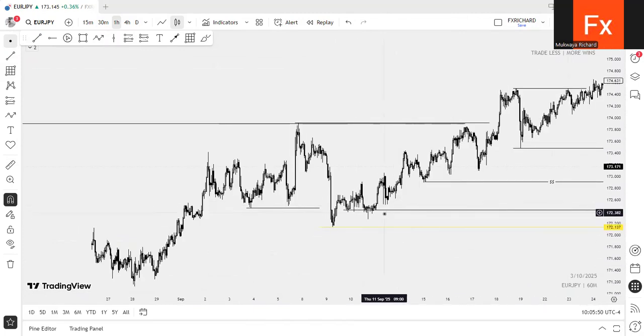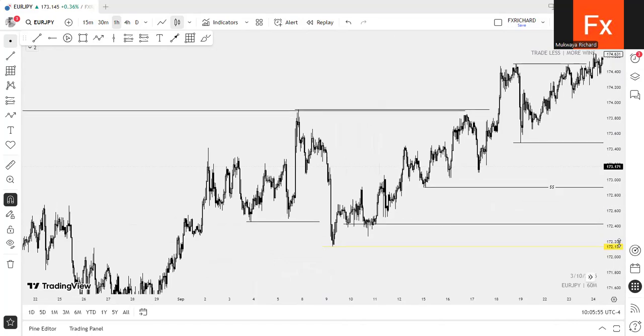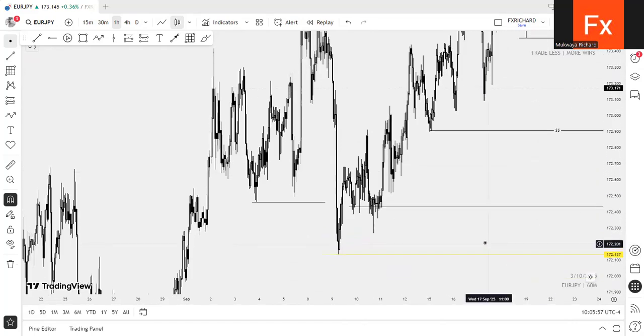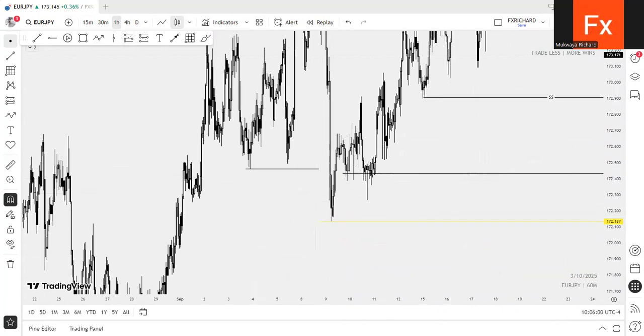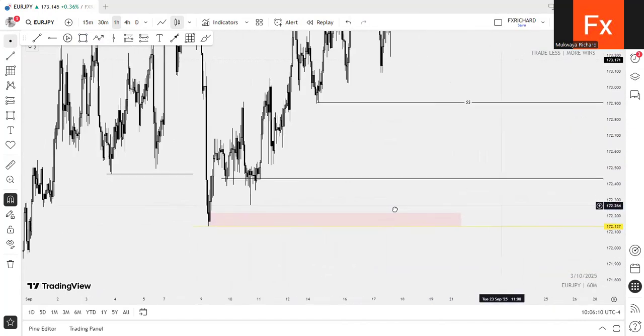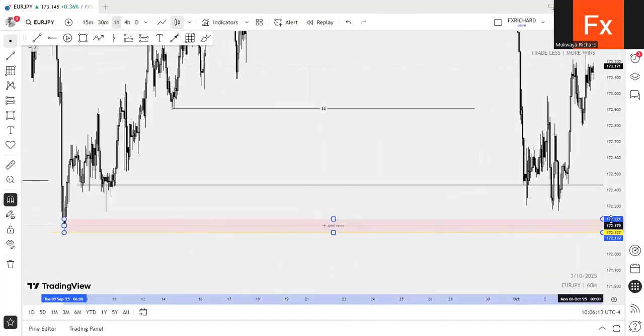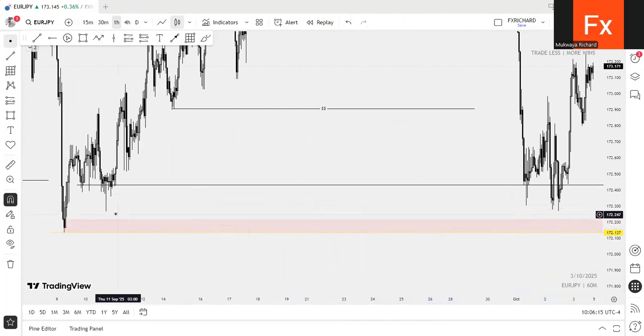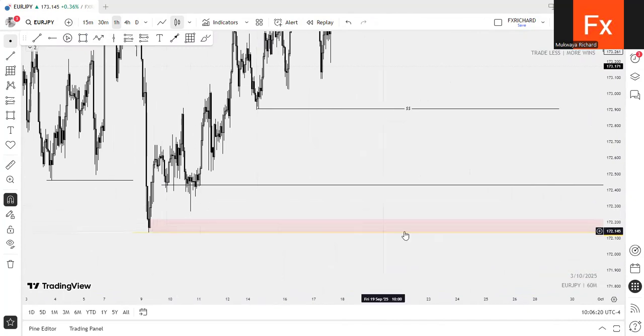Let's try to see, did we have any refinement? Even on H1 we had no refinement, but still you can see that here the market offered this order block as a point of interest. But as you can see, they didn't come to that level. Why didn't the market come to this level? It's because inside this we had a sweep of liquidity.